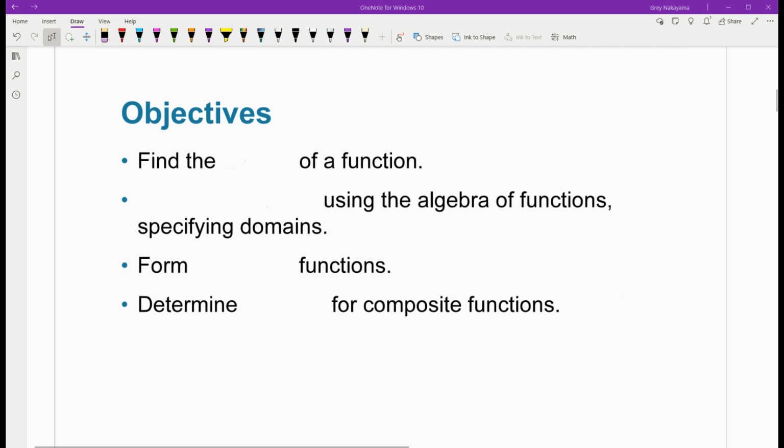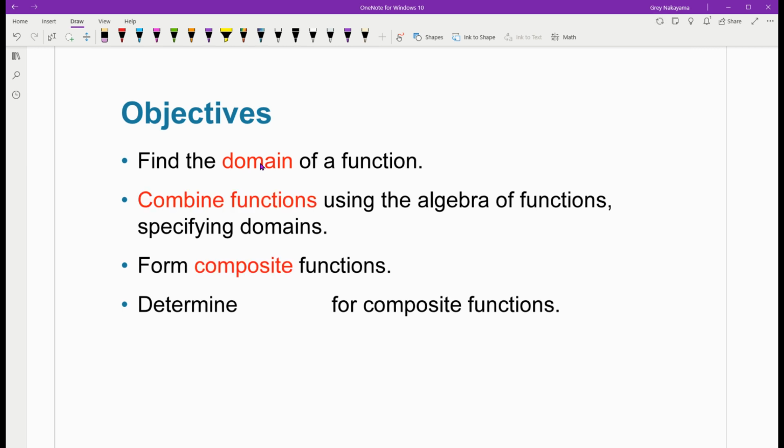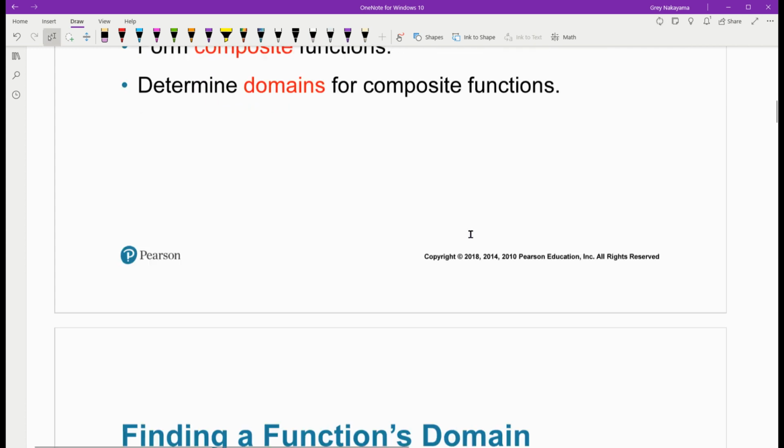So, our objectives that are going to be covered. First of all, we're going to be able to find the domain of any function. We're going to combine functions, form composite functions, and then find the domain of those composite functions.